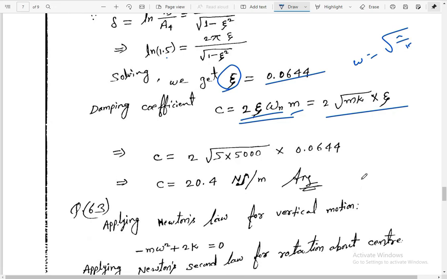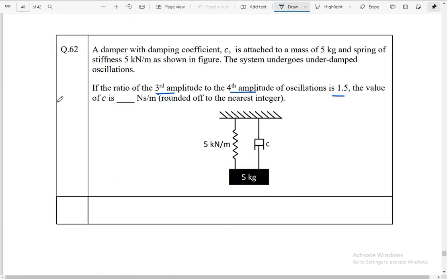So C is equal to 2 under root 5 into 5000, this one. Finally the damping coefficient we can get, C is equal to 20.4 Newton second per meter. Question number 63.